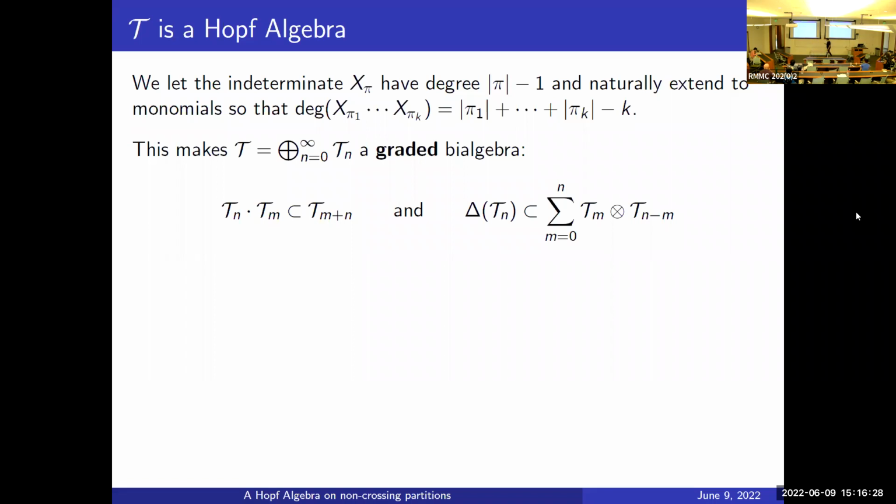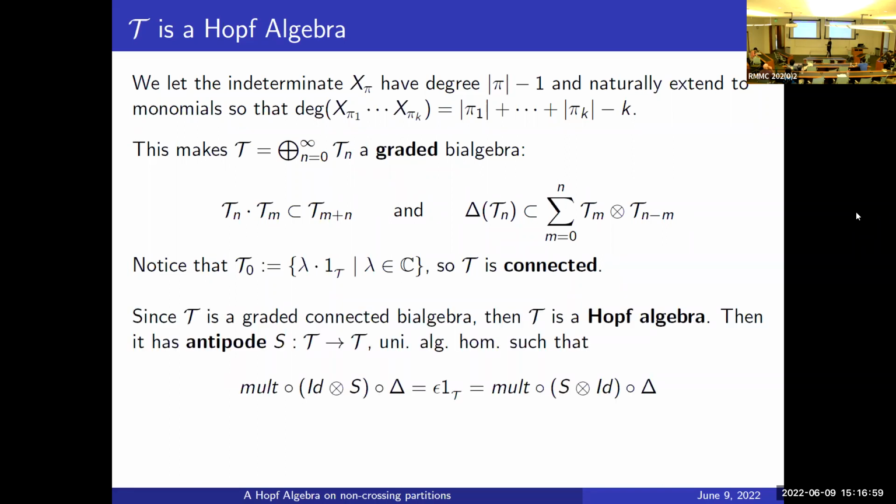Another thing is that it is connected, and by this I only mean that the elements of degree 0 are just the copy of the complex numbers, given by the unit. This is also very easy to see, because the partitions which have one block are the ones that give you the unit, and those are the ones that have degree 0. Now, by general considerations of Hopf algebras, if you have a graded connected bialgebra, then it is a Hopf algebra.